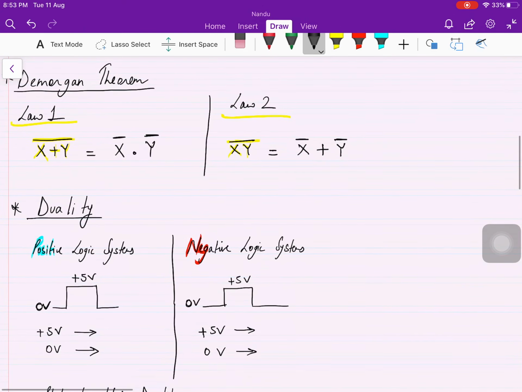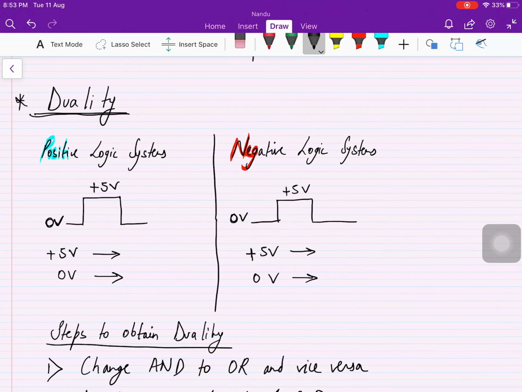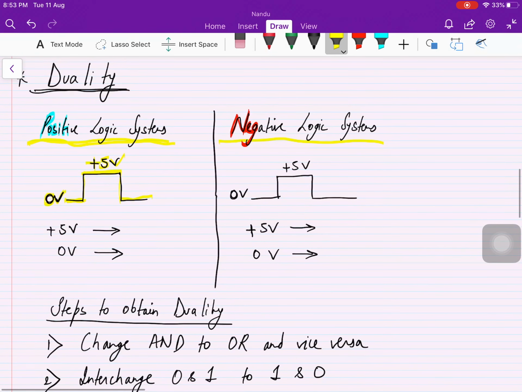Okay, then let's see duality. In digital circuits there is something called positive logic systems and negative logic systems. In a positive logic system, if there is a square wave whose values are 0 volt and plus 5 volt, then plus 5 volt in digital is represented as 1, whereas 0 volt is represented as 0.